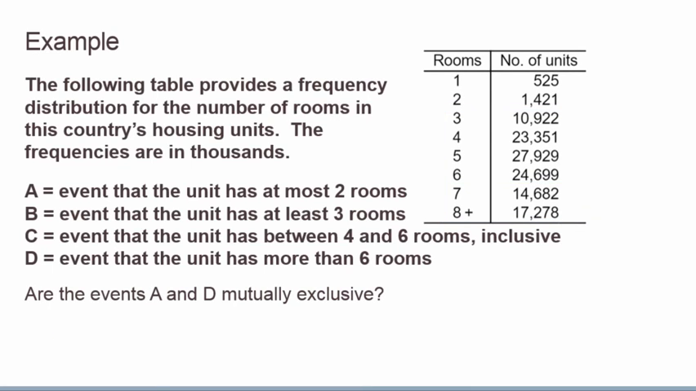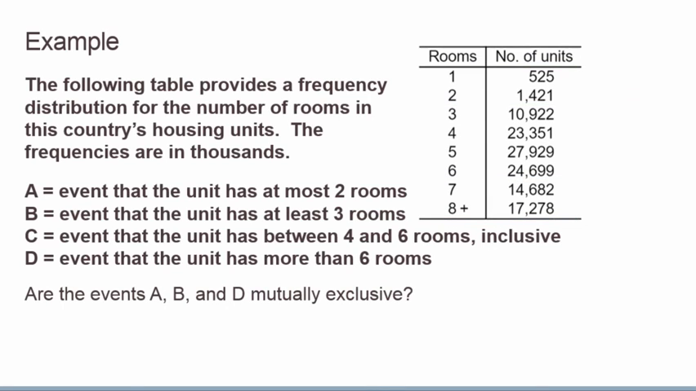Continuing, are the events A and D mutually exclusive? A is at most 2 rooms. D is more than 6 rooms. A consists of 1 and 2 rooms. D consists of 7, 8+. They have nothing in common. Are the events A and D mutually exclusive? Yes.